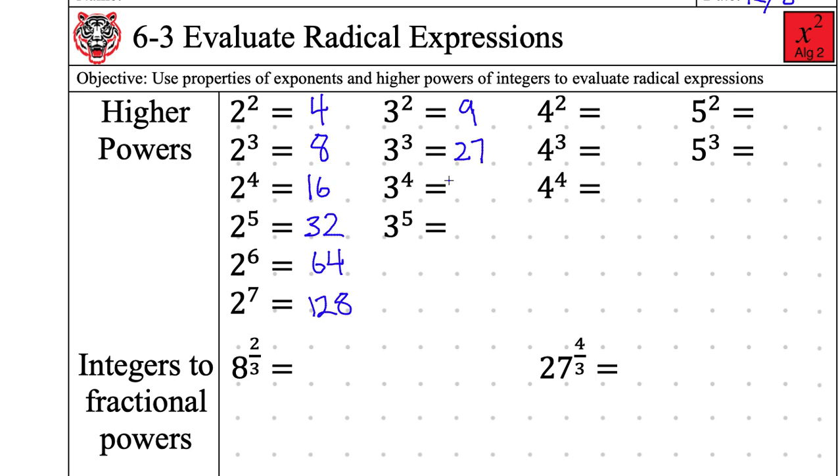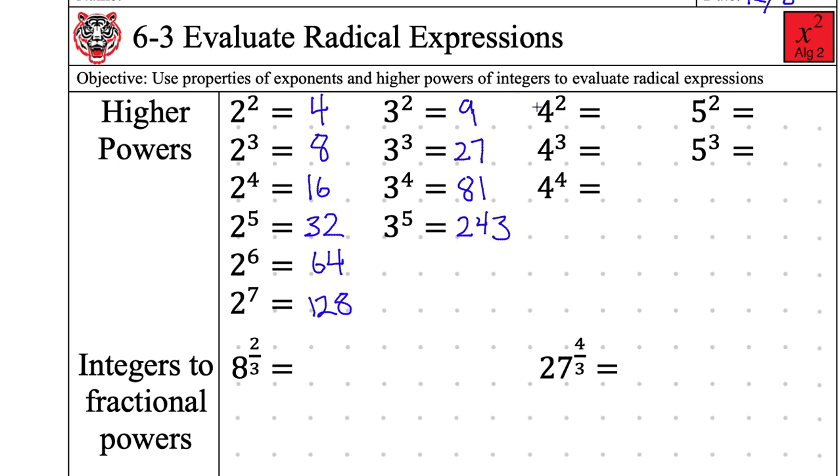3 to the power of 4 now. India? Is it 81? It is indeed 81. And our last one is 3 to the power of 5. Beverly? 243. Again, if you see the number 243 lurking in the wild, know that is 3 to the power of 5. Again, we're going backwards.